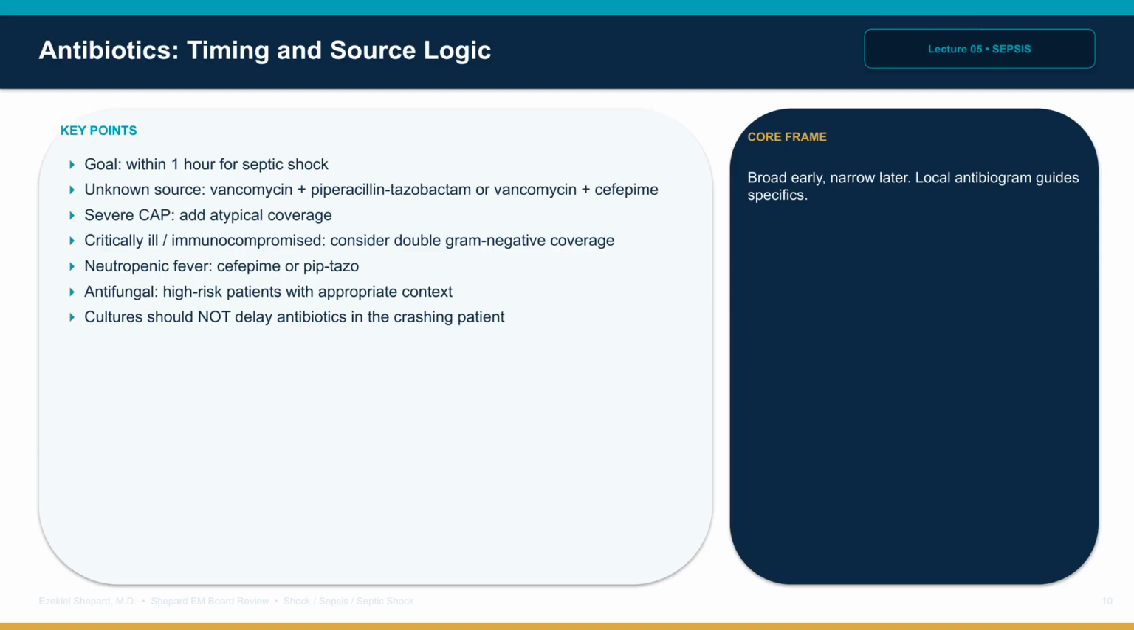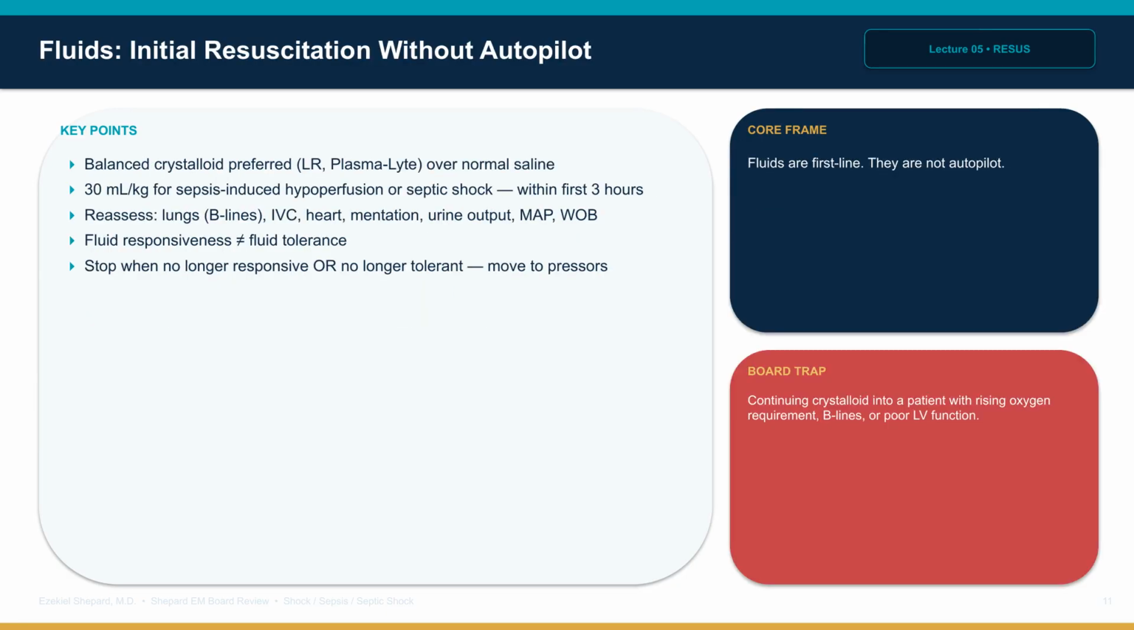The most common septic shock source on boards is pulmonary, followed by genitourinary, then intra-abdominal. If the STEM hands you an elderly patient with no obvious source, default to chest and urine first. Fluids are first line, but they are not autopilot. Balanced crystalloid is the preferred initial fluid based on current evidence.